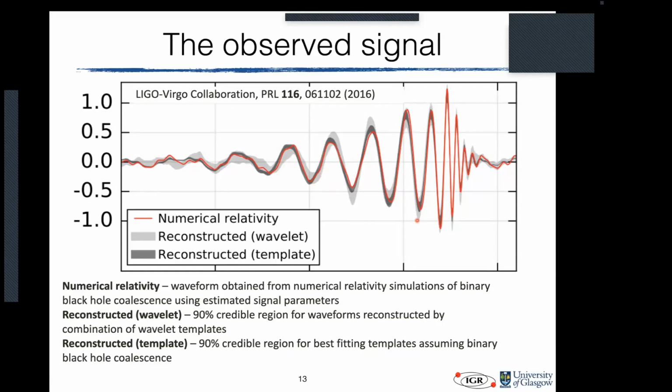And you can see that the light gray overlaps very well with the red, so the data overlaps with the theory very well. And what's more, if you make an assumption that the signal is from two binary black holes going around each other, then you get the more constrained version, which is the dark gray version, and that also corresponds very well to the theory.